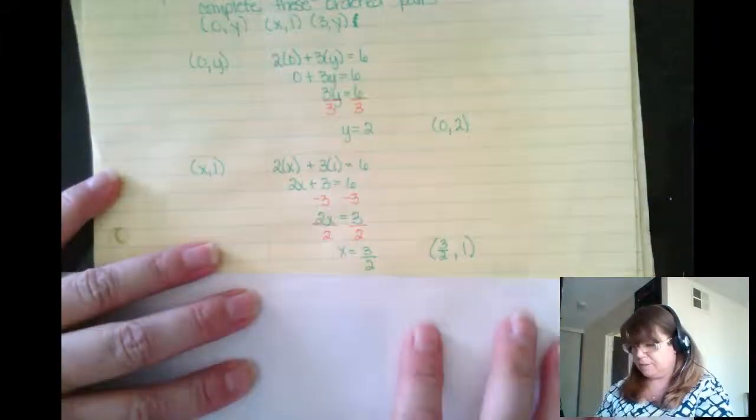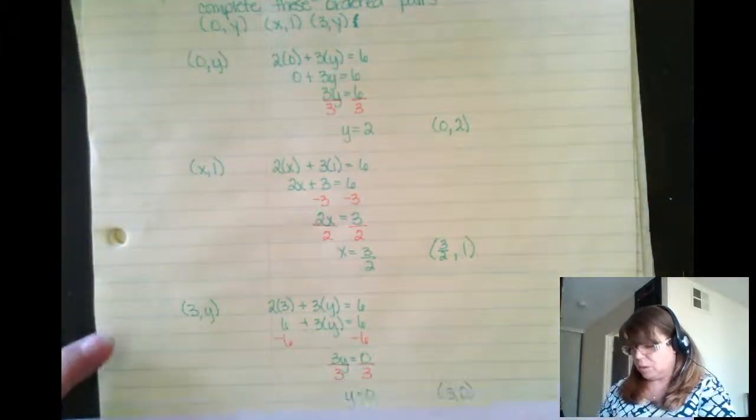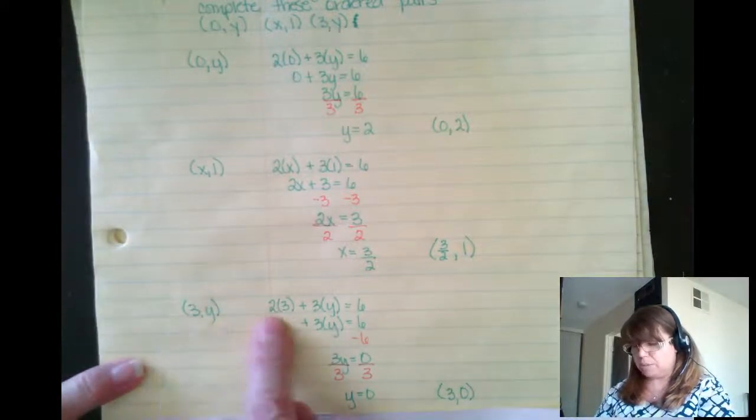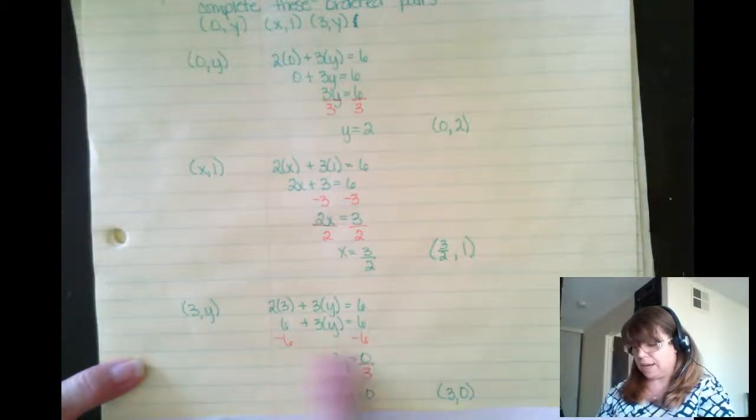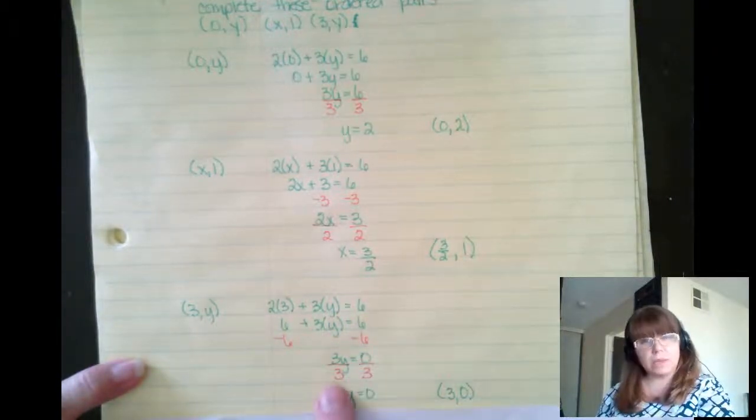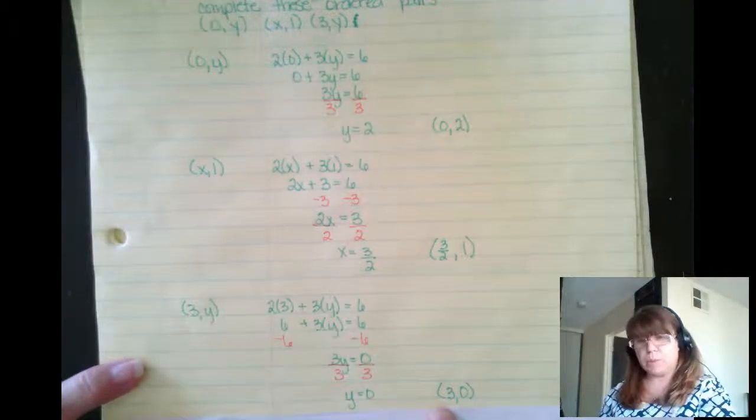Let's try our last one. If y is 0, then x is 3. Let's plug in 0 for y: 2x plus 3 times 0 equals 6. Subtract 6 from both sides. Plugging in 3 wherever we see an x, 2 times 3 plus 3y equals 6. Subtract 6 from both sides. 3y equals 0. Therefore, divide by 3, y equals 0. So our solution set is 3, 0.